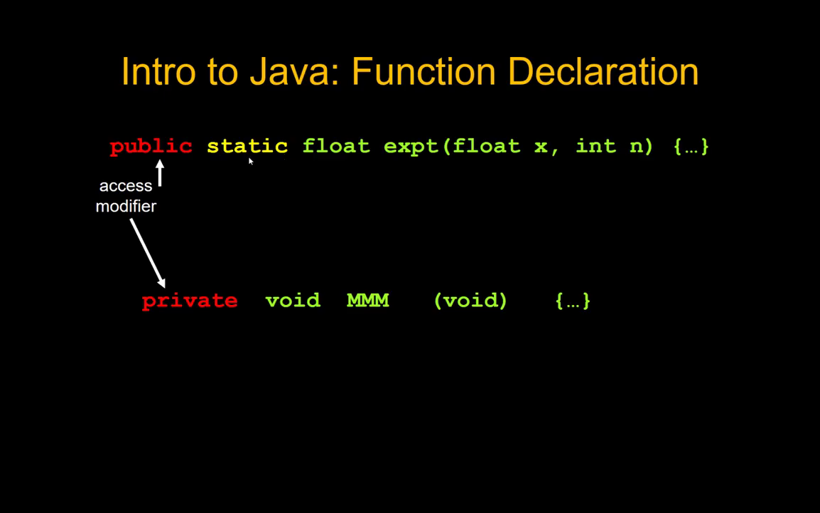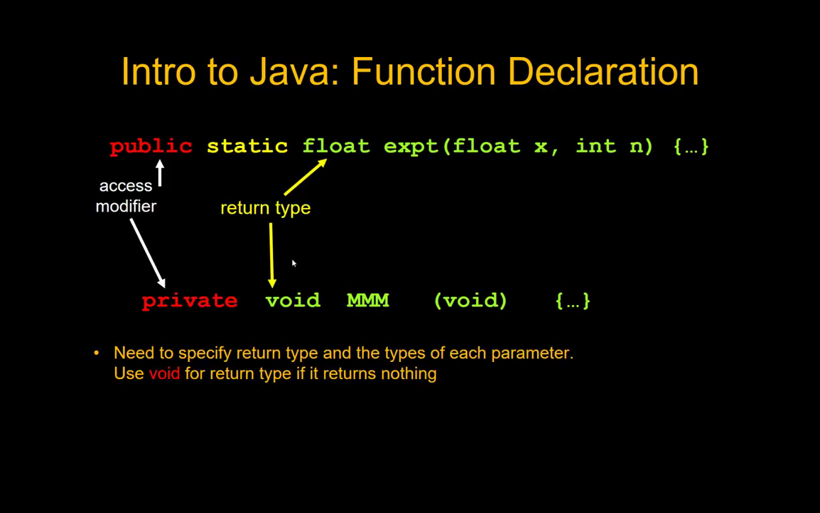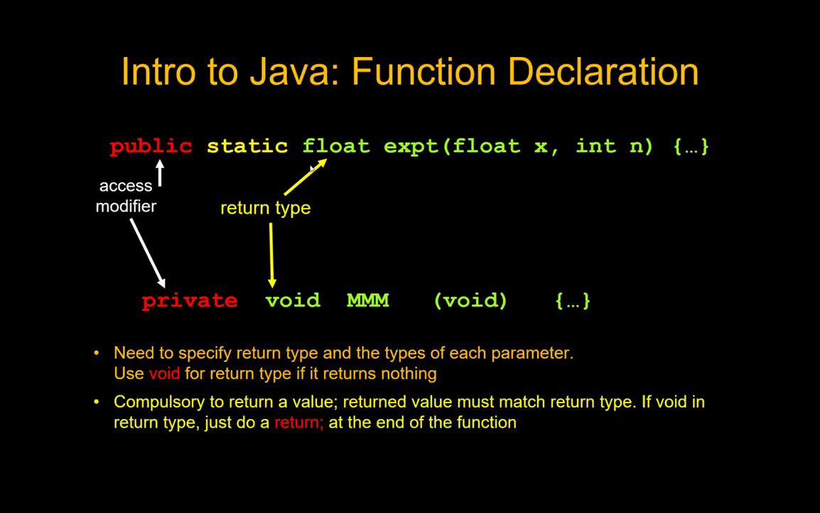Then static, you saw this. Static means that there is only one single copy of the function for all instances, so you can just use it within a class without having to first create an object for the class. Then the return type of a function, here it's a float, here it's a void. Void means that there's nothing to return. Float means that it returns a floating point number. With this float, then it is compulsory to return a value that is a float. This will be checked by the compiler that there is a return of a value matches with the float.